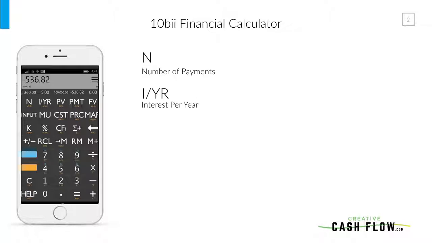The next field that we've got is going to be I/YR. I/YR stands for interest per year. One of the nice things about the 10B2 is that you just literally type in whatever that number is. Is it 6, 9.5, whatever, just type it in, populate it, boom, you're done.